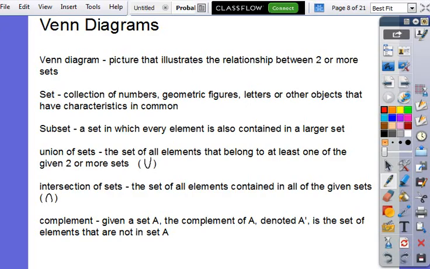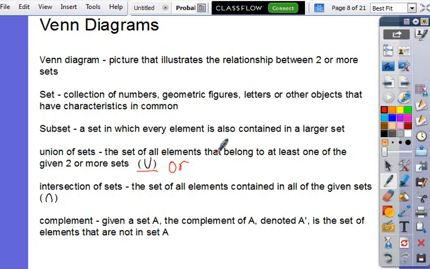What I really want to talk about is these bottom three. Union of sets is when you have a set of all elements belonging to at least one of the sets. Basically what it turns into is that's an OR. If it's in either one of the sets, either or, then it's going to be part of the answer. And that little symbol right there is what you look for.